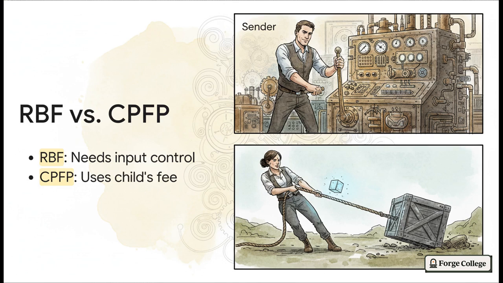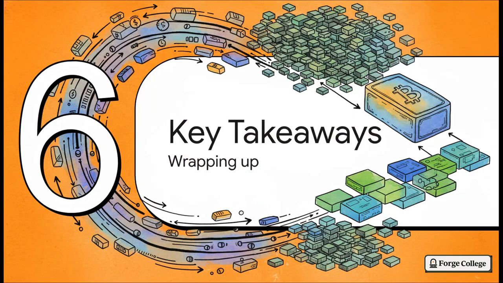You are going to see these RBF and CPFP mechanics pop up again and again as you get into advanced wallet architecture and Lightning channels. This is really foundational stuff. Finally, Section 6, Key Takeaways and Next Steps.